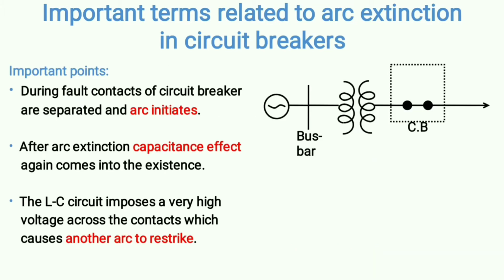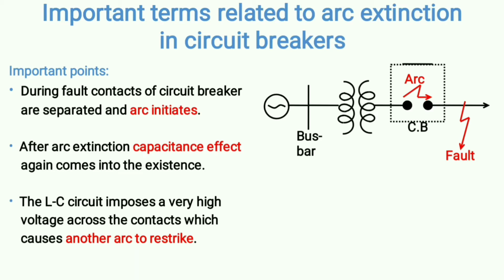See here, this is a single line diagram of a power system. A generating unit is connected with a transformer using a bus bar, and this is one circuit breaker, which is supposedly going to the feeder. For example, a fault takes place. The moment a fault takes place, the relay will sense it and send a signal to the circuit breaker, and the circuit breaker contacts will be opened. The moment the circuit breaker contacts are opened, the arc will start.